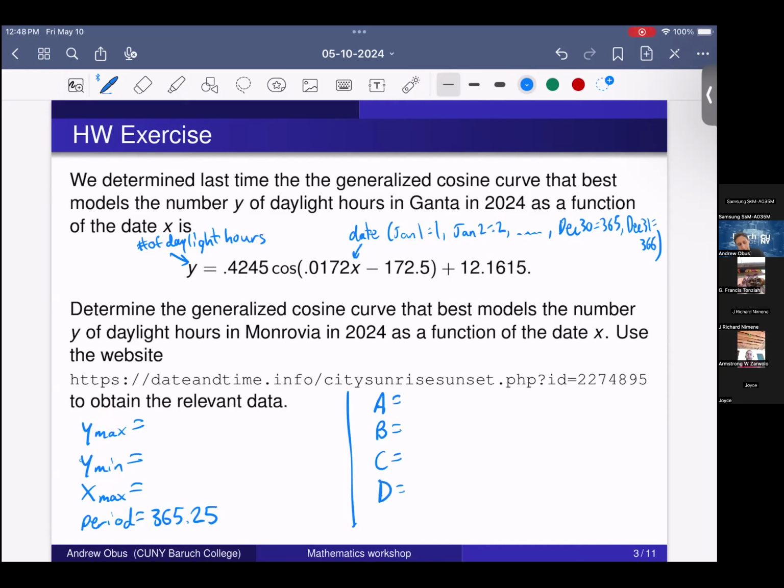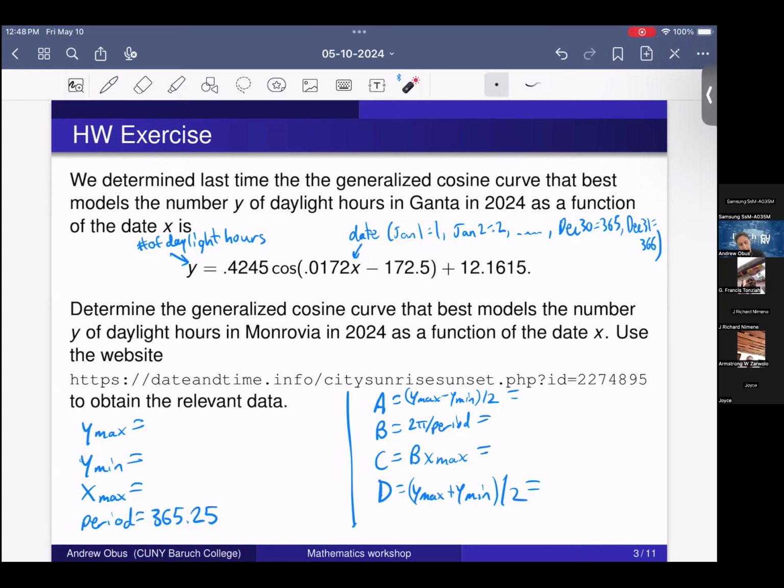And remember, A here is going to be Y max minus Y min over 2. B is going to be 2 pi over the period. C is going to be B times X max. And D is going to be Y max plus Y min over 2. Okay, and we'll get actual numbers for these, and then we'll draw the graph again.